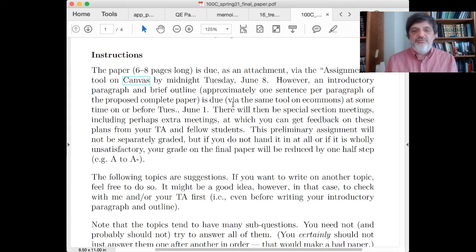But 1 week before that, so this coming Tuesday, an introductory paragraph and brief outline of the paper is due. And then I believe the TAs are organizing meetings if you want to get feedback on that. You don't have to use the introductory paragraph that you hand in or follow the outline that you hand in. On the contrary, a good thing to do would be to get feedback on it and then change your mind about the outline and the introductory paragraph.